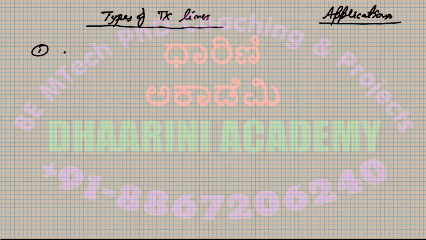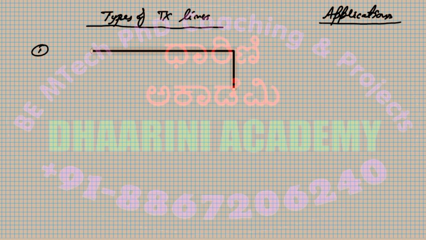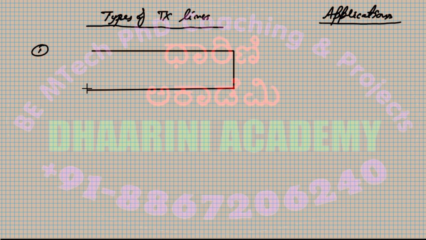So the first one that we are going to discuss is this one. Note that there is a short circuit at the end, SC I'll write, and you also need to know what this length is. Depending on the length and the type of the load, we have applications built. So this is the first application, that is lambda by 4 line with a short circuit.